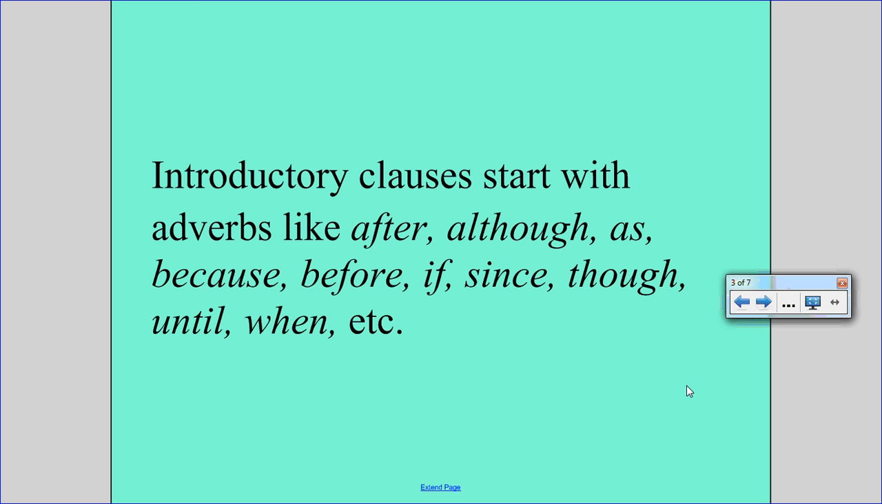Now, quite often, or probably 90% of the time, introductory clauses will start with adverbs. Words like after, although, as, because, before, if, since, though, until, when, etc. That's not always the case, but if you're trying to identify introductory clauses, or if you are asking yourself if phrases in your own writing are introductory clauses, you can look for some of these trigger words to help you out.